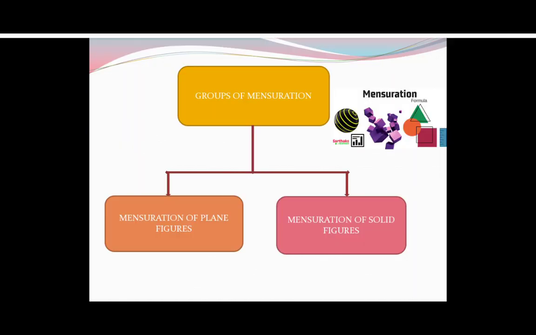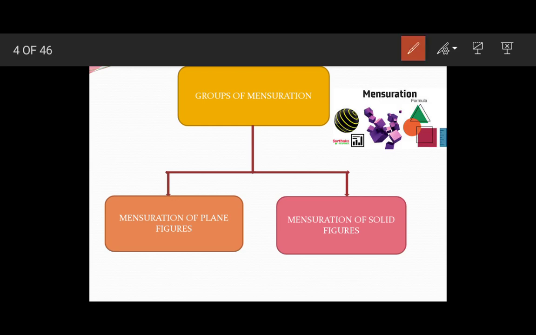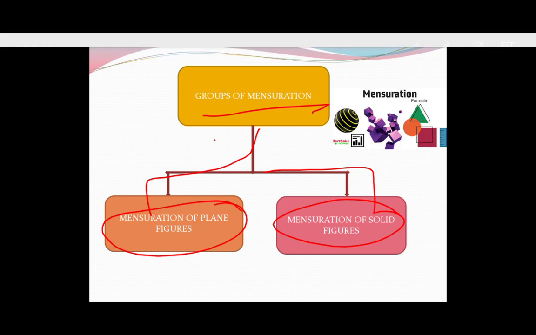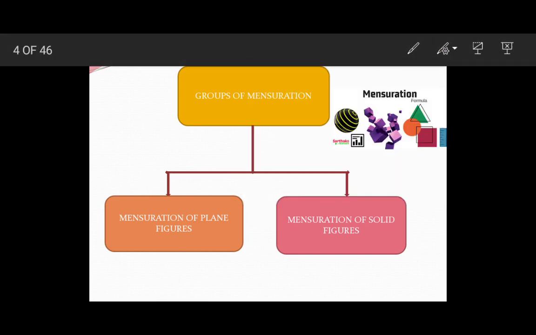Now class, groups of mensuration. Mensuration has two types. One is mensuration of plane figures, and the other one is mensuration of solid figures. In this chapter you will see mensuration of plane figures and mensuration of solid figures. Plane figure means only two-dimensional figures, solid figures means three-dimensional figures. So let's see the example or more definition of this.